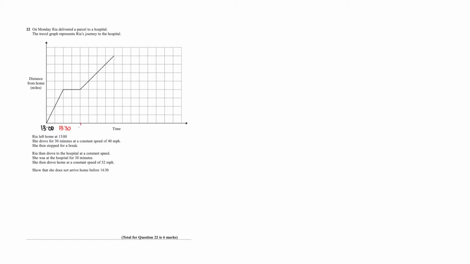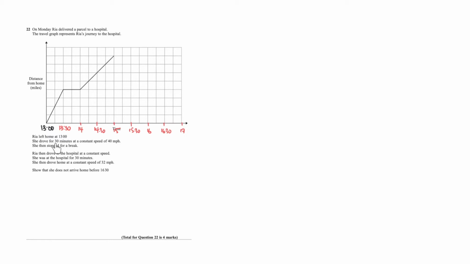And if that's 1330, then I can figure out the rest of the spaces. So this is going to be 1400, 1430, 1500, 1530, 1600, 1630, and 1700 there. So that's always good to know. The other thing that they haven't given us in the question is any distances on the side. Now, because they haven't given us any distances on the side, we need to go work that out.